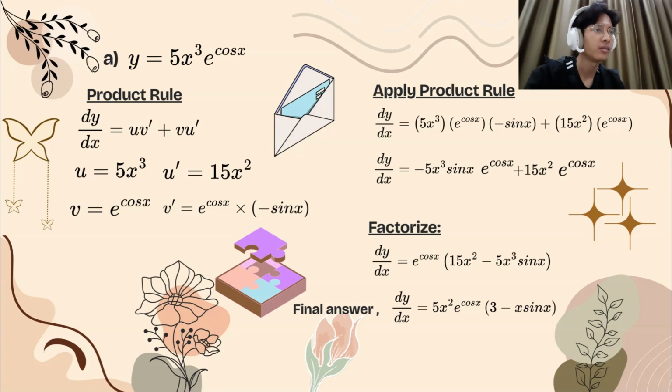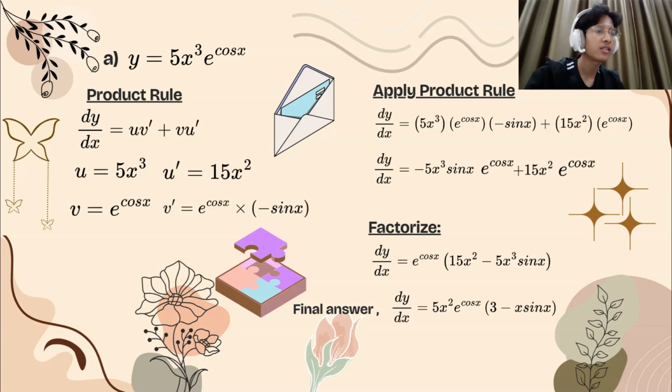So we're going to times them all together, and we're going to get minus 5x to the power of 3 sin x, e to the power of cos x, plus 15x squared e to the power of cos x. So when we factorize, since both terms have e to the power of cos x, we're going to put that to the front, and then we're left with 15x squared minus 5x to the power of 3 sin x.